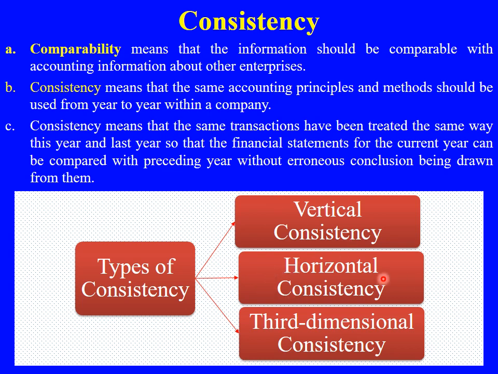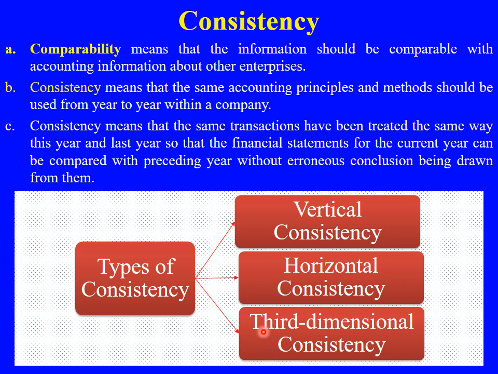Then we have horizontal consistency. What exactly is horizontal consistency? Horizontal consistency means using the same accounting techniques over a period of time. It means last year I used the same techniques, and this year I am also using the same. That is what we call horizontal consistency. Then finally we have third dimension consistency.